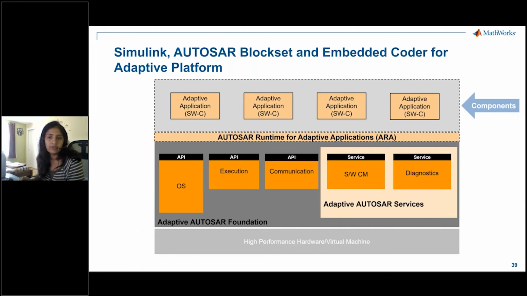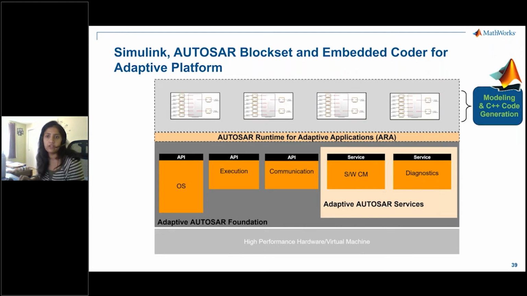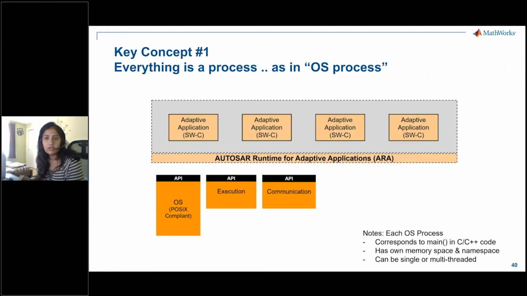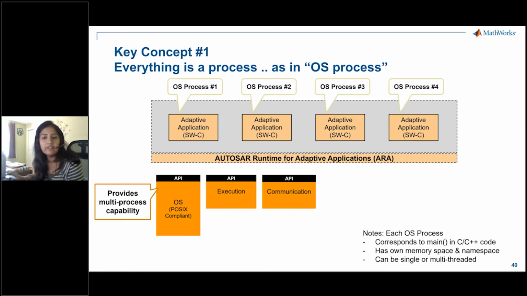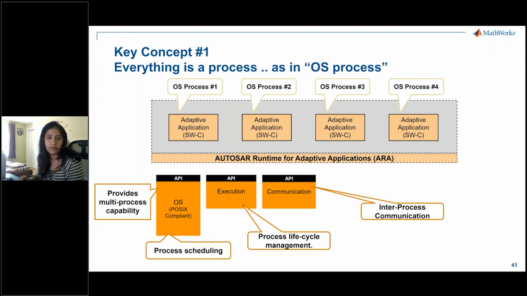Even here, MathWorks tools are used for modeling and C++ code generation of adaptive applications. I'm going to go through some of the key concepts for Adaptive. Key concept one: the OS provides multi-process POSIX OS capabilities. Each adaptive application is an independent OS process with its own main function, logical memory space, as well as namespace. And if you look at process management, the OS also provides process scheduling.